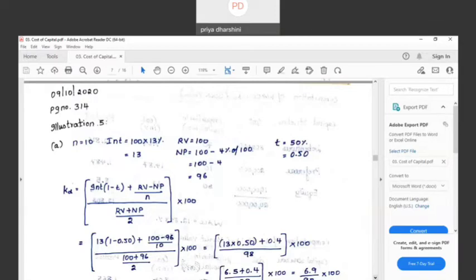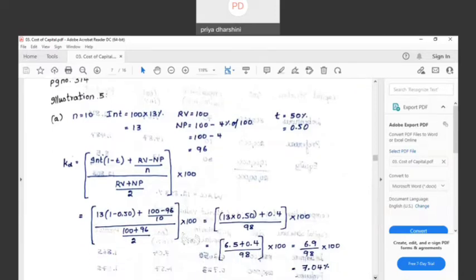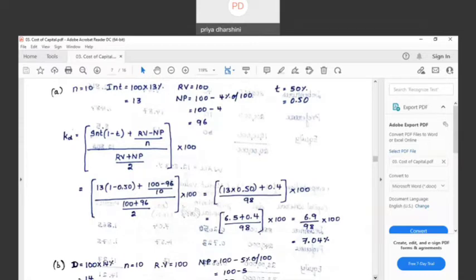Illustration 18. Please take illustration 18. Here, what have they told? Determine the weighted average cost of capital using book value as weights and market value as weights based on the following information. They have given rupees 100 debentures 8 lakhs, preference shares 2 lakhs, equity shares 10 lakhs, total capital is 20 lakhs. There are no reserves.